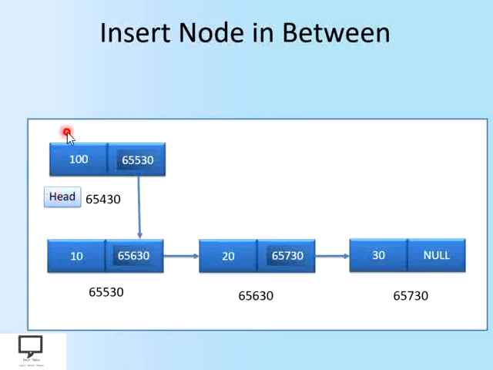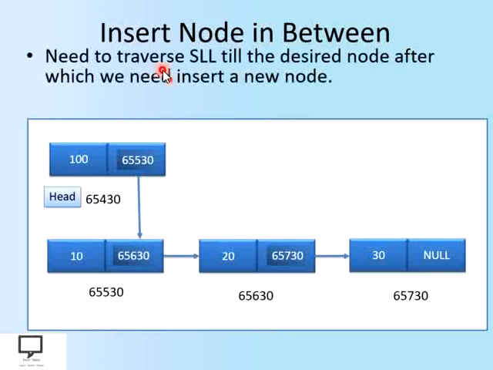Now this is somehow different than that of the insertion at the beginning. That was very easy to create a node and to just form a link. Now for the insertion of the node in between, what different steps are we supposed to follow? The first one is we have to traverse the singly linked list till the desired node, after which we need to insert a node.